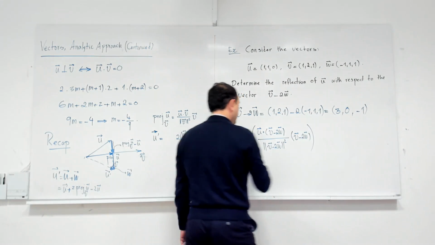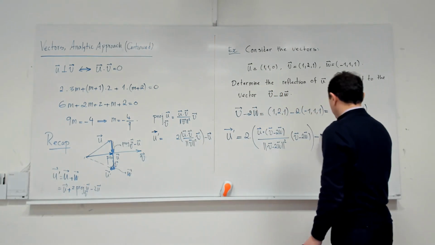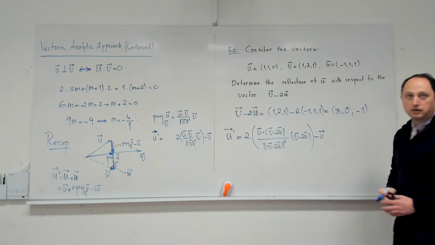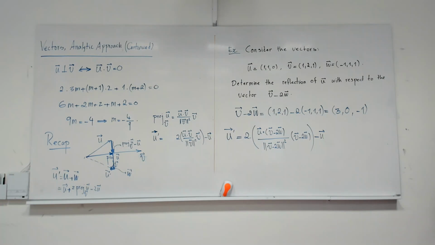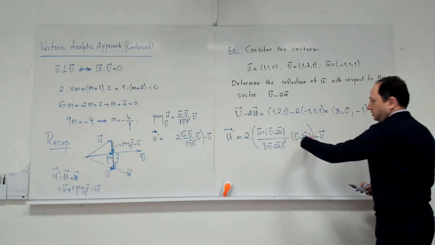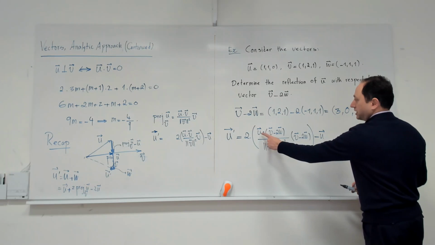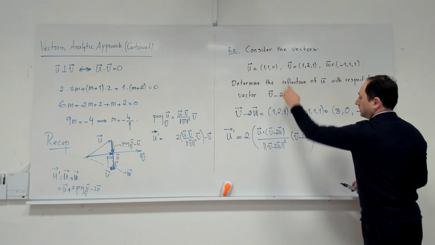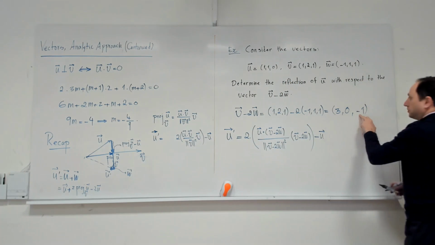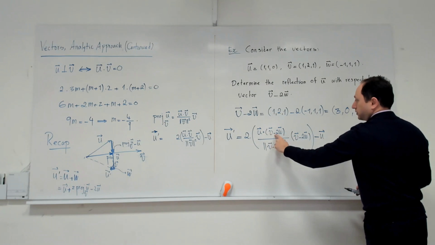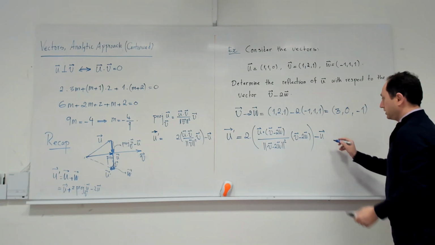And then after that, minus the vector u. So you have to calculate this. And that is easy, even though it seems horrible, because u is a triple. This one at the end is a triple. So I know how to dot product two triples, yes? So I just follow the calculations.